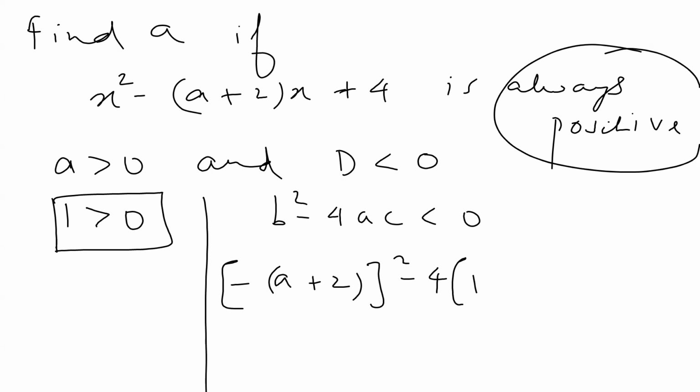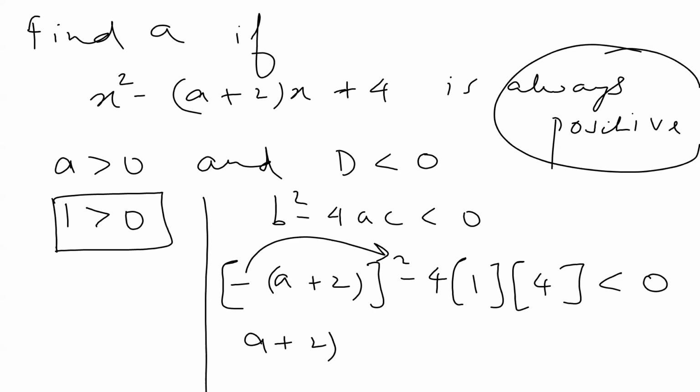A is 1, C is 4, less than 0. Now you solve this, you simplify this. So negative square is gone. So this is A plus 2 the whole square minus 16 lesser than 0.